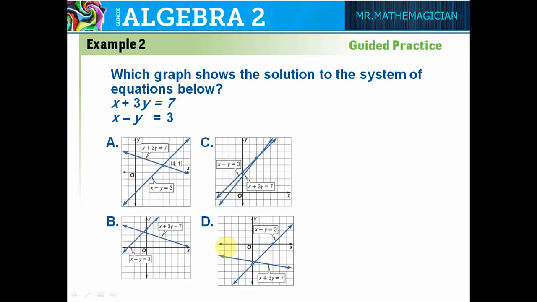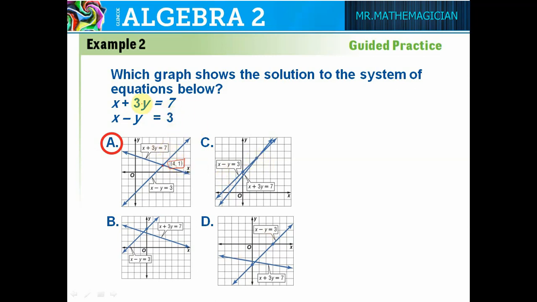Now it is your turn to solve. Pause the video and try to choose the accurate answer, and you will find it. A. Of course, since this is a multiple choice question, you can take the point (4, 1), which is a point of intersection, and substitute. If it works, you are going to choose A. If it doesn't work, go here and choose the point of intersection, and so on.